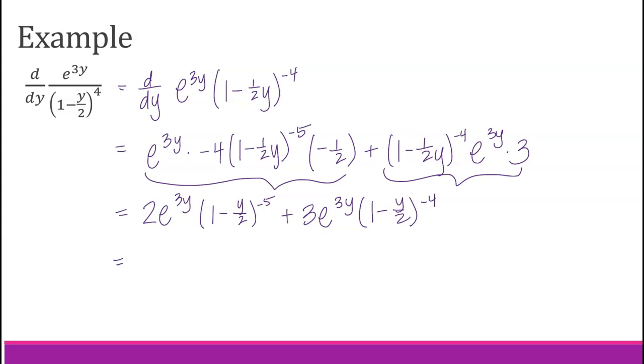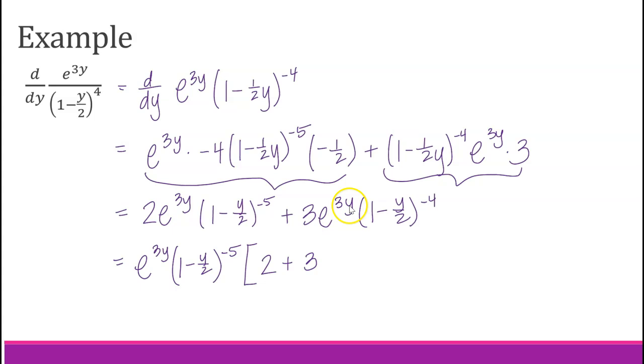And let's see, what's in common in both? They have an e to the 3y, and I'm going to take out a 1 minus y over 2 to the negative 5th. Remember, the smaller of the 2 exponents. And then what's left over? Well, a 2 is left over from the first term, and that's it. We took everything else out. From the second term, I'm going to have a 3 left over.